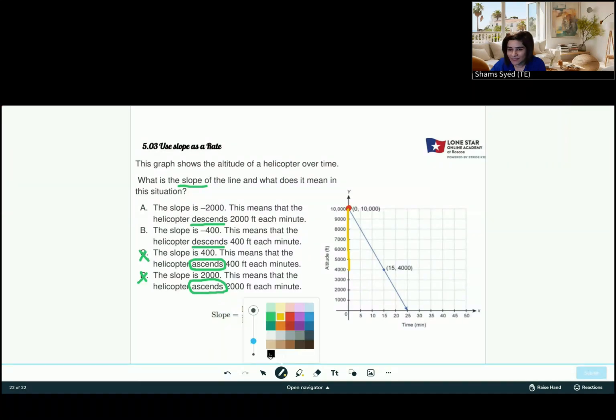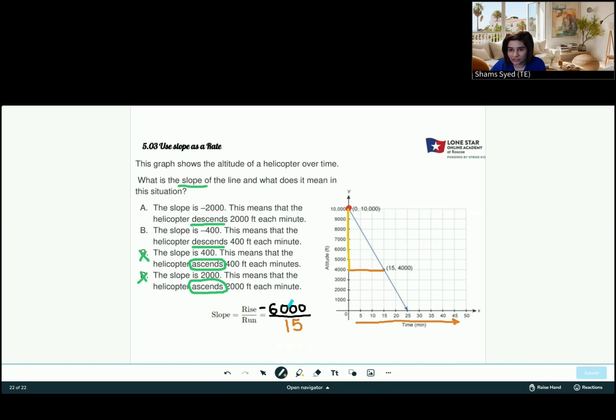Absolutely, Rajani. We went down 6,000, right? From 10,000 to 4,000, we went down. Down is negative, and we went down 6,000. Let's see how much we went over. What is the run? The corresponding run goes by fives. This time, notice the x is going by fives. 5, 10, 15. The run is 15.